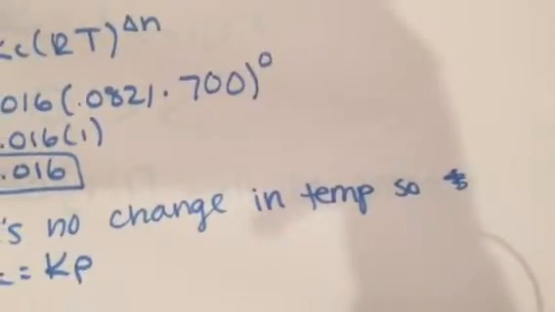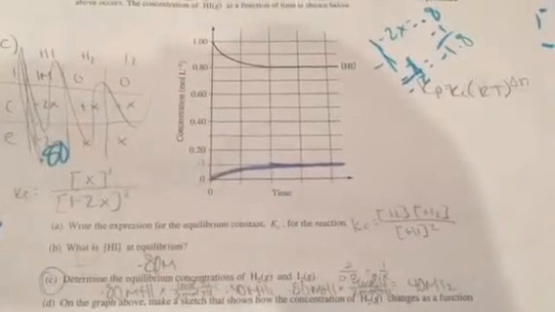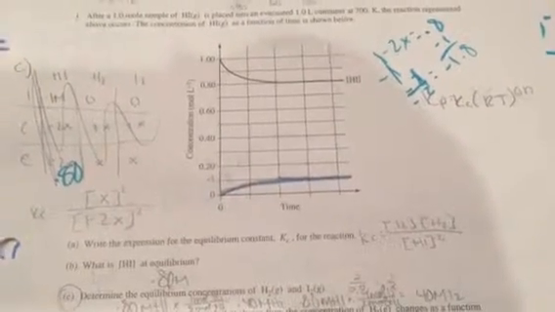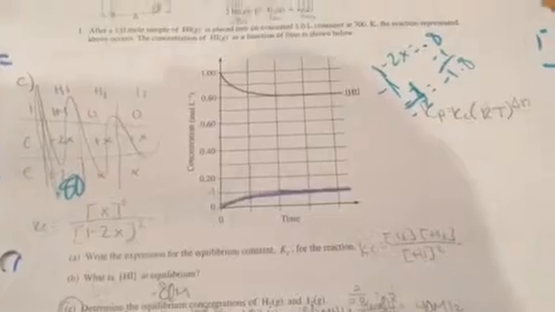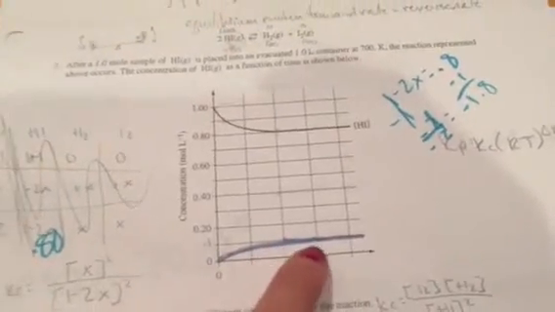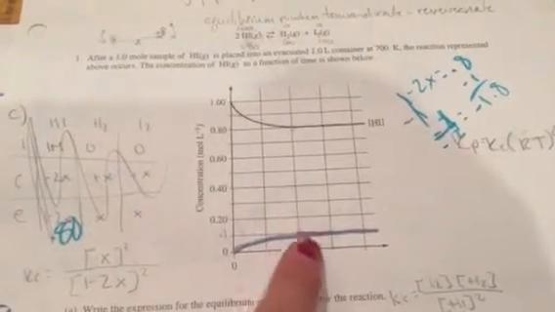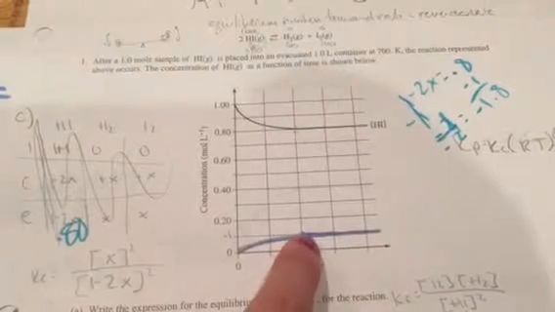So next, we move on to part D. On the graph above, make a sketch that shows how the concentration of H2 changes as a function of time. So we know that H2 reaches equilibrium at 0.1, and the forward and reverse reaction reach equilibrium at the same time. So we know that right here for time is where they're both going to reach equilibrium. It reaches it at 0.1.